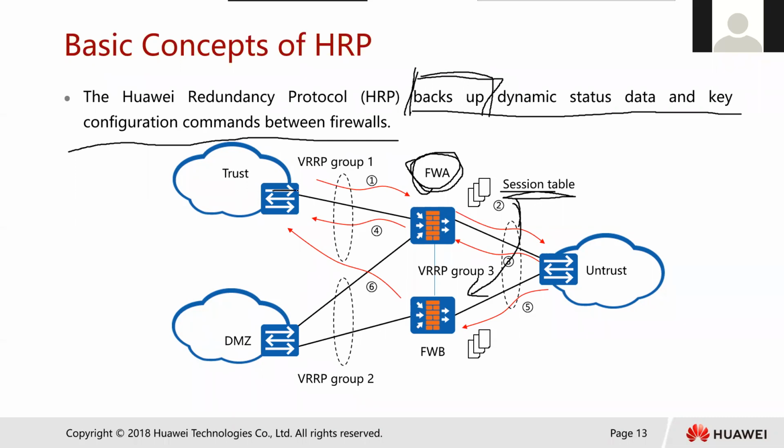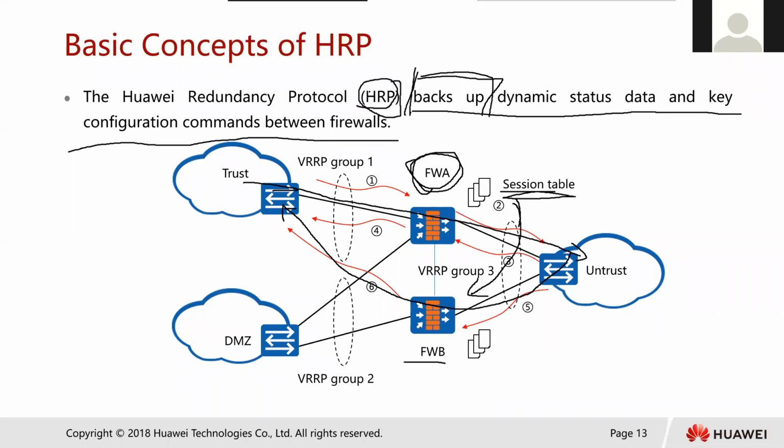When a packet from firewall A comes to our untrust zone, the reply packet takes a different path. Because firewall B doesn't have the session table, it doesn't match this session, so it will have to discard this packet.